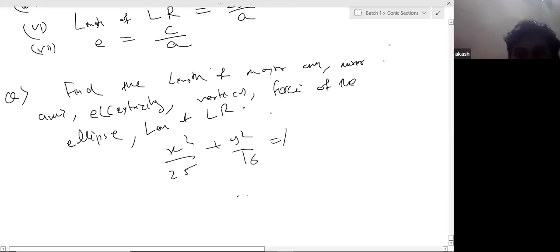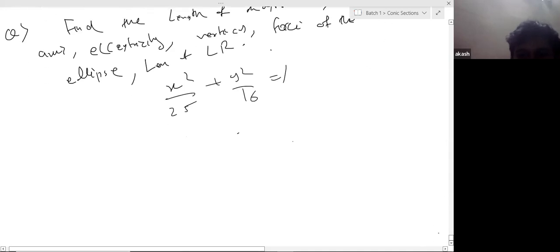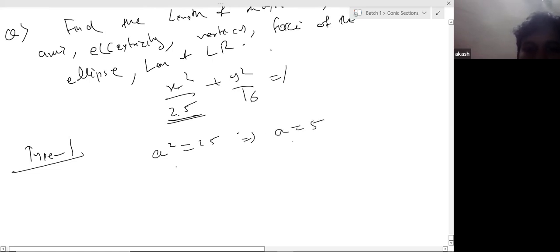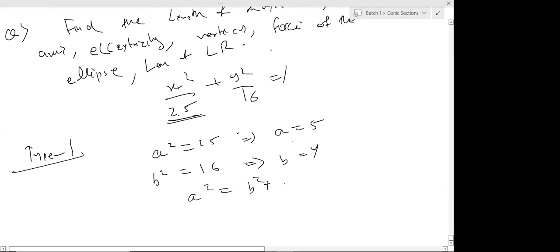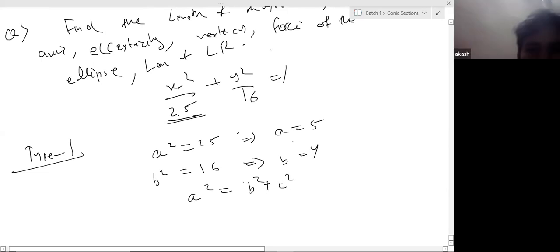All right, let's see how to solve this. Here x square upon 25 plus y square upon 16 equals 1. That means this is a type 1 ellipse because the denominator of x is more. That means a square equals 25, so a equals 5. And b square equals 16, so b equals 4. First of all, I can find the value of c. a square equals b square plus c square.